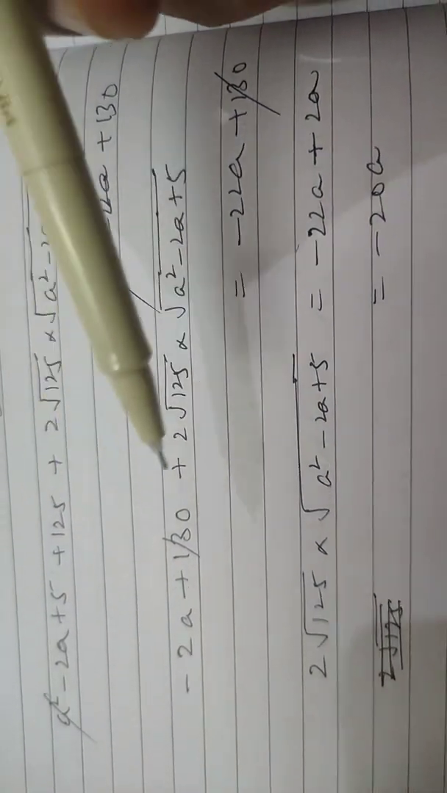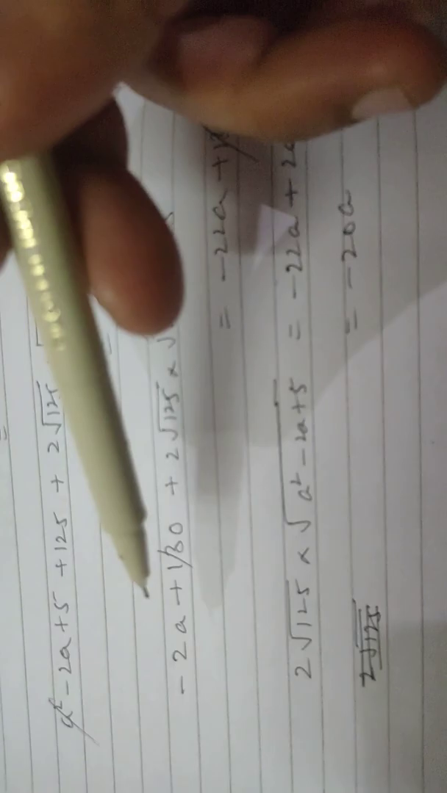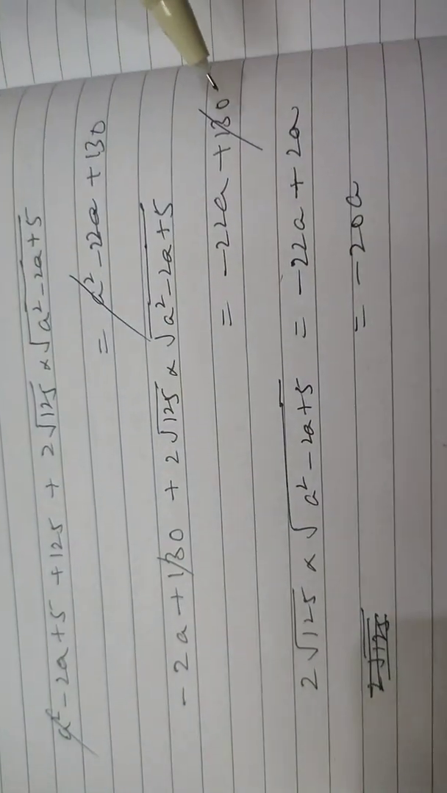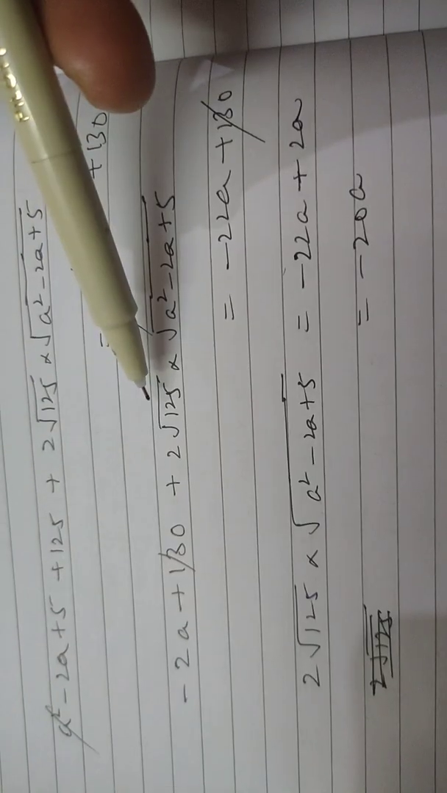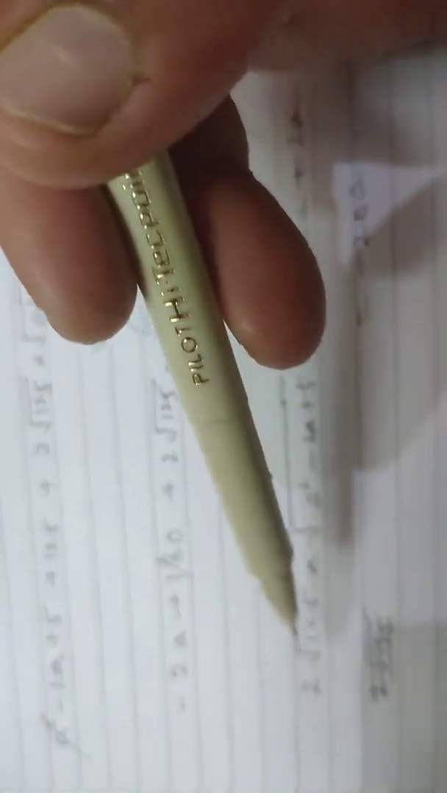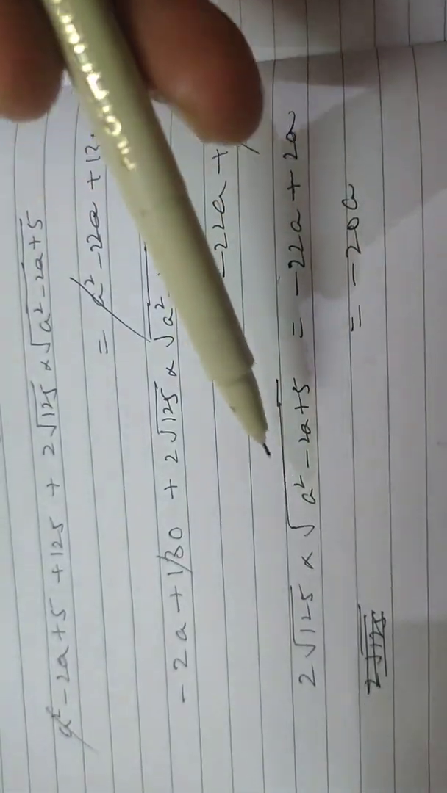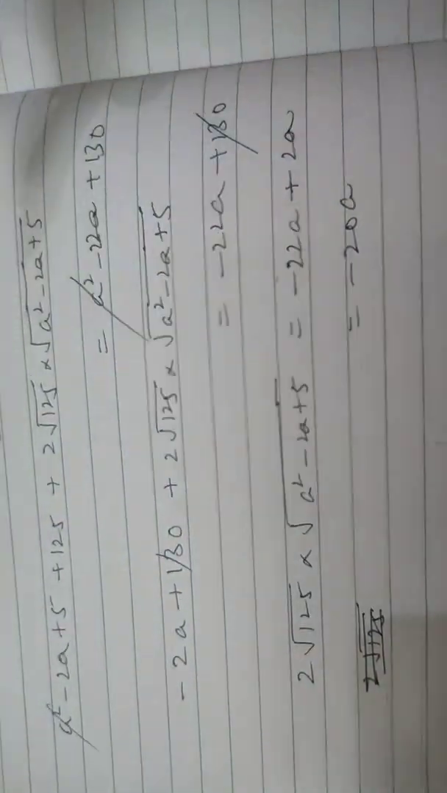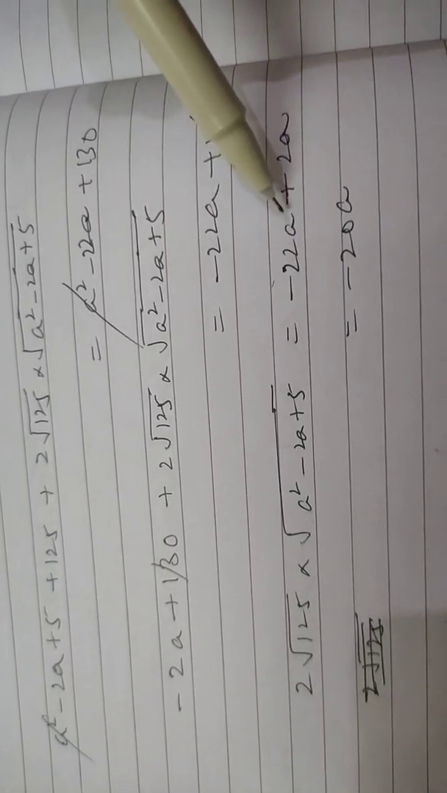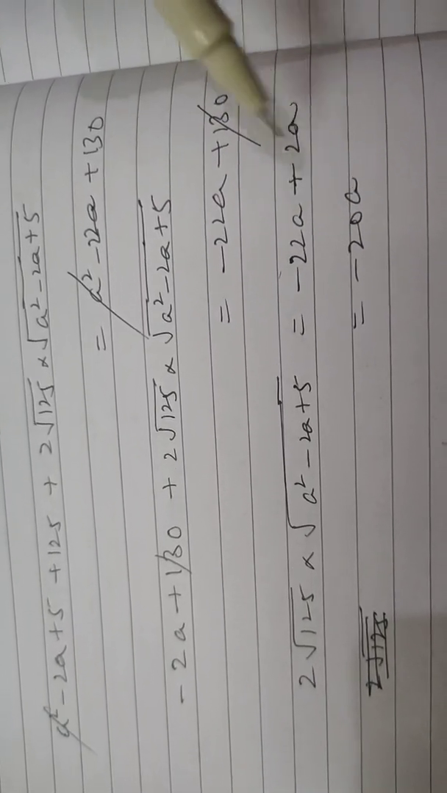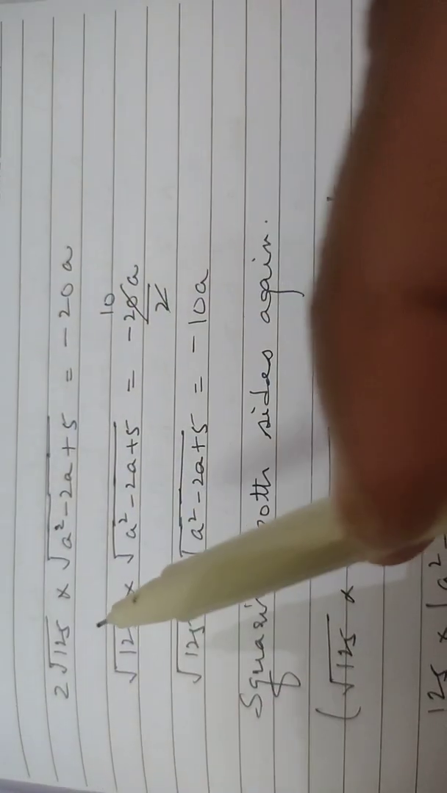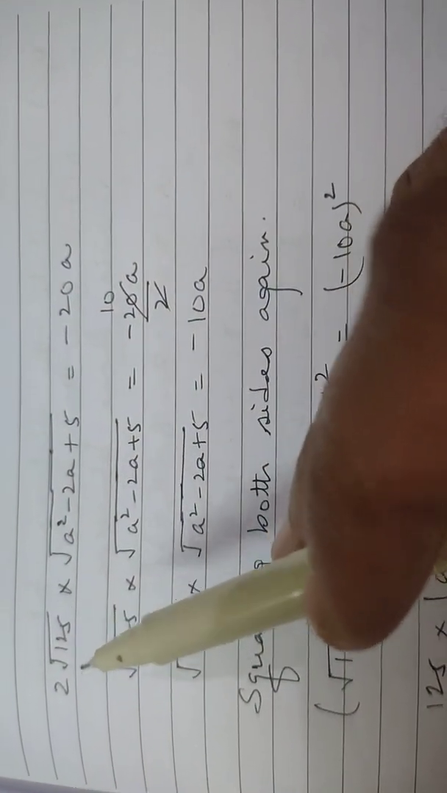We are left with minus 2a, which I am going to shift to the other side. On the left hand side it will be 2 into root 125 into root a square minus 2a plus 5, equal to, because we have shifted this minus 2a to the other side, minus 22a plus 2a, which will result in minus 20a.